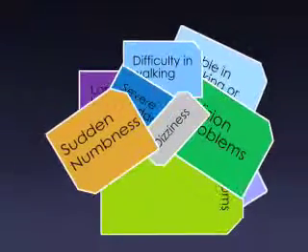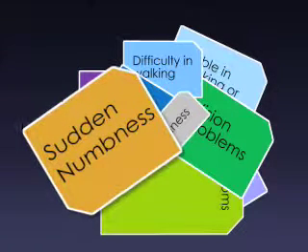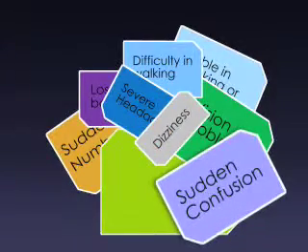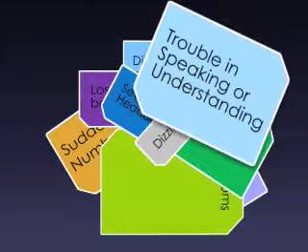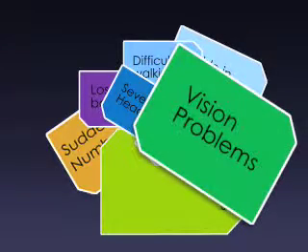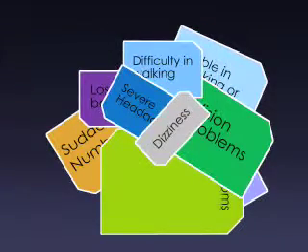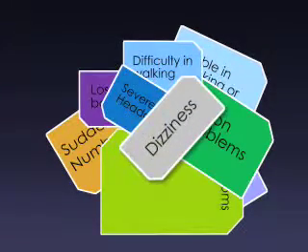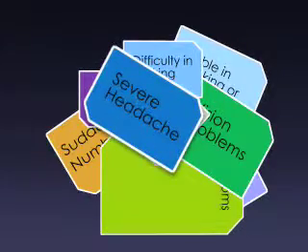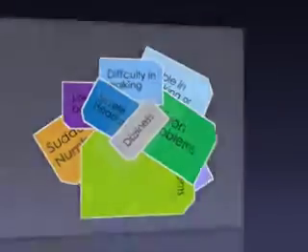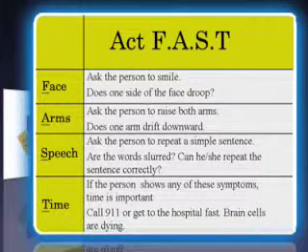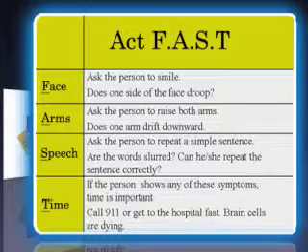Symptoms of a stroke may appear suddenly, including sudden numbness or weakness of an arm, leg, face, especially on one side of the body, sudden confusion, trouble in speaking or understanding, vision problems in one or both eyes, difficulty in walking, loss of balance or coordination, dizziness, and severe headache with no known cause. If you think someone is having a stroke, act fast and do this simple test from the National Stroke Association.